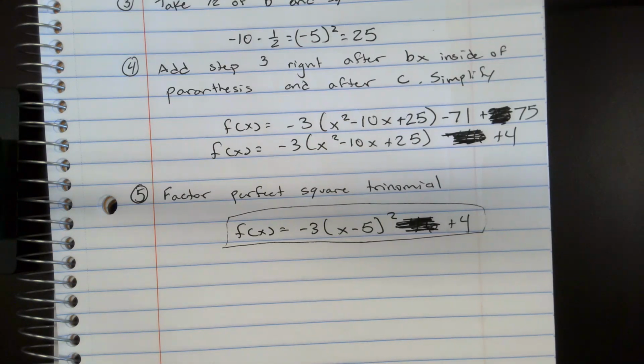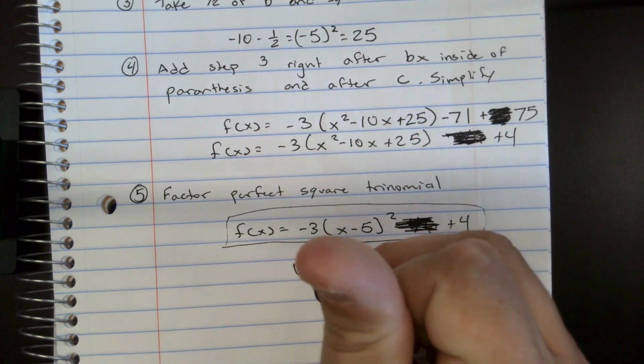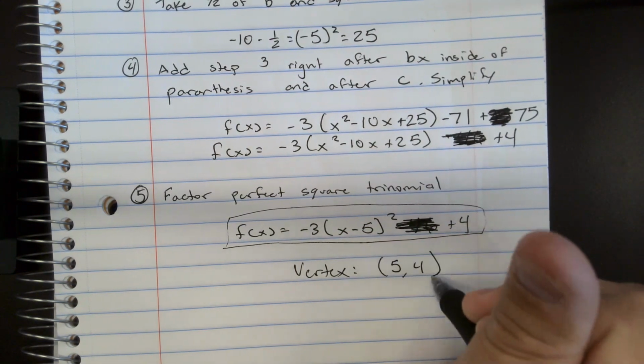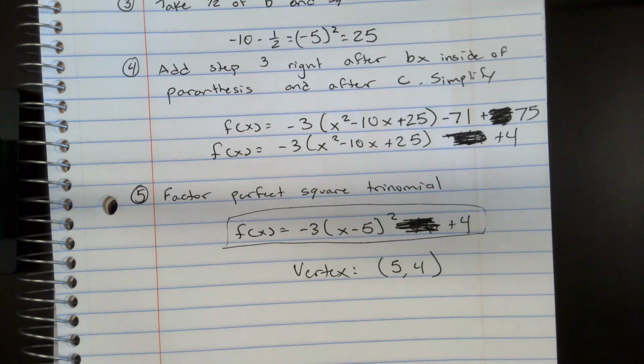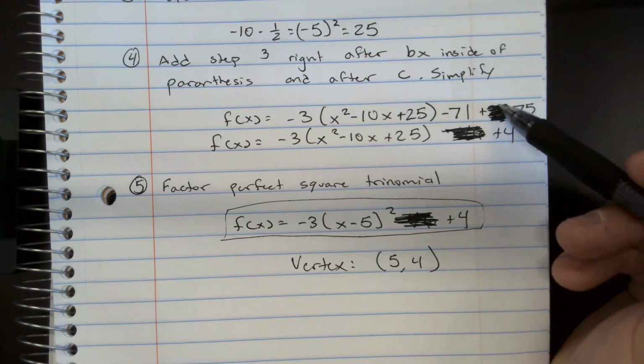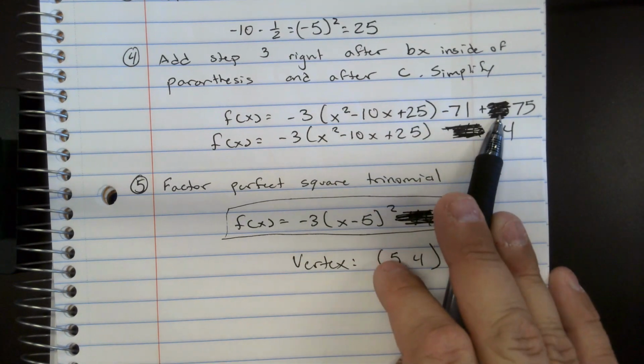Alright, so our vertex in this would be what? What would our vertex be? +5 and +4. Okay, so we need to talk about where this number comes from right here. Everyone look right here. What was the number we brought out?